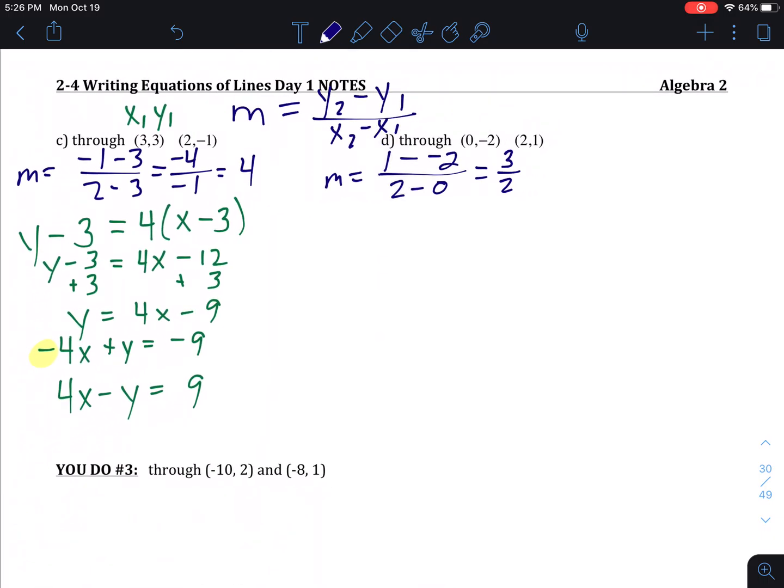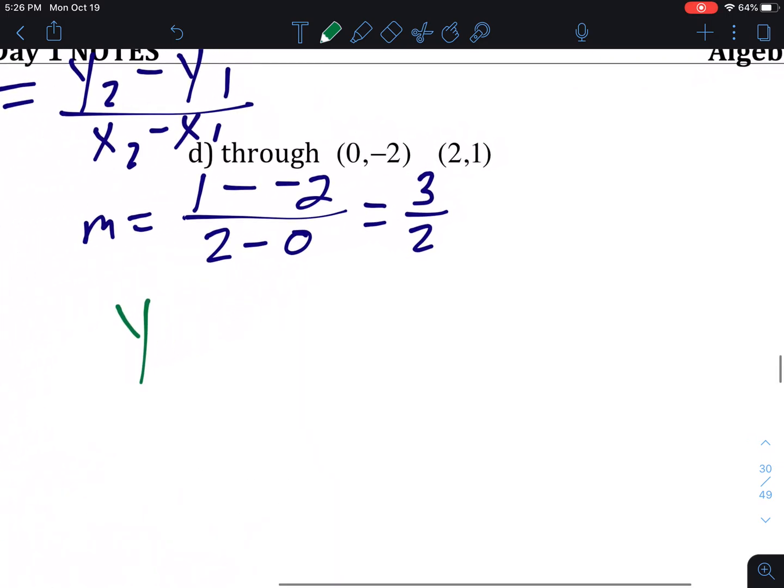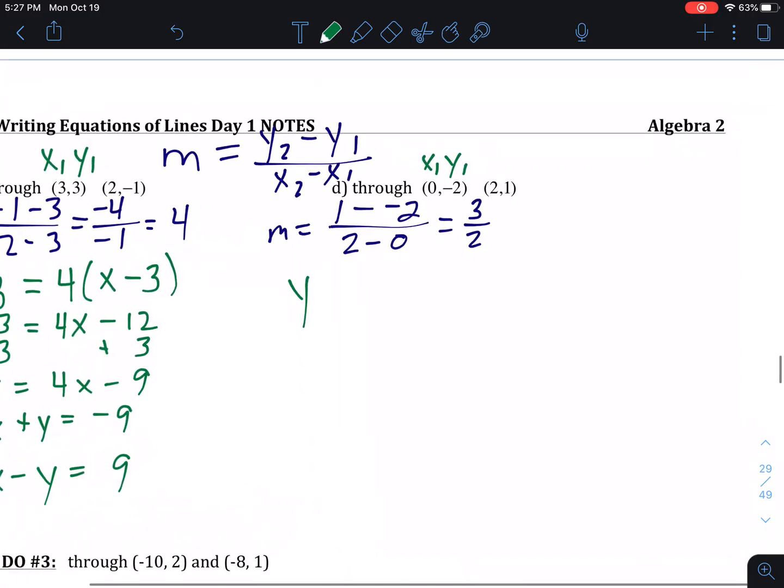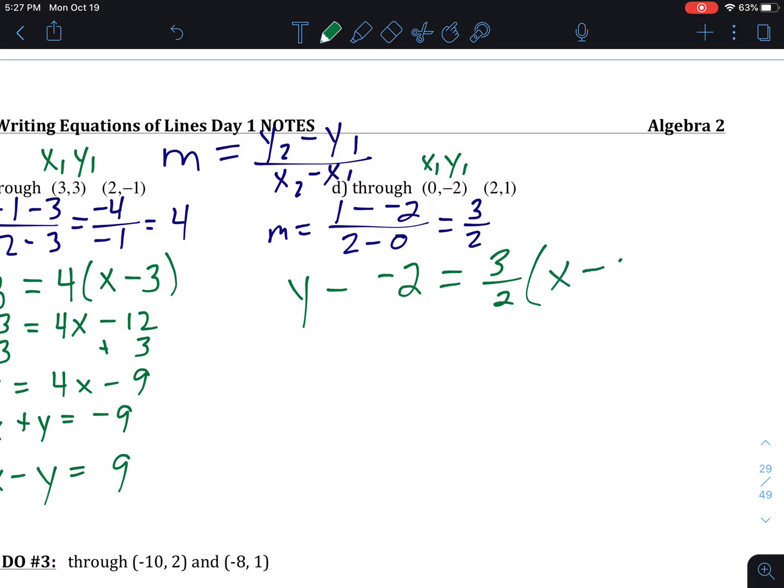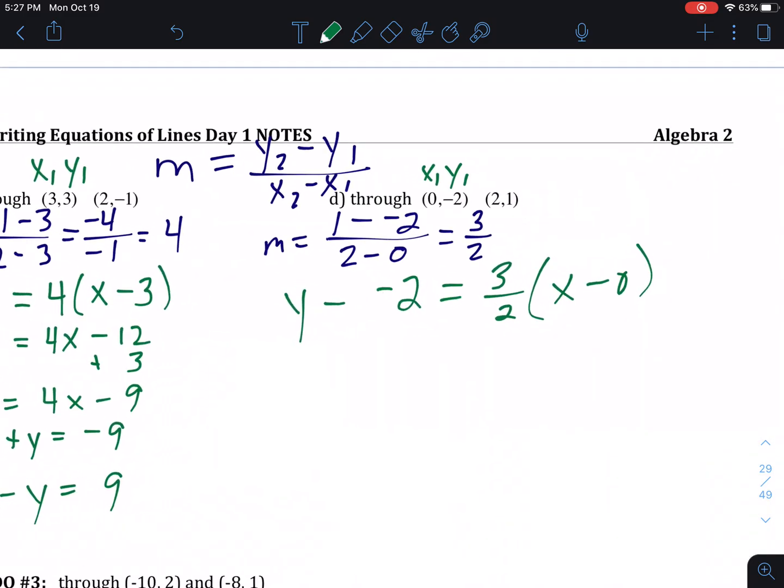So what happens next? Look at the previous problem. We went into the point slope formula. So let's do that now. Let's label our x1, y1. Which one do I want to choose? We'll just go with the first one again. You could choose either one. So y minus y1 equals m parentheses x minus x1. So there's my point slope form.